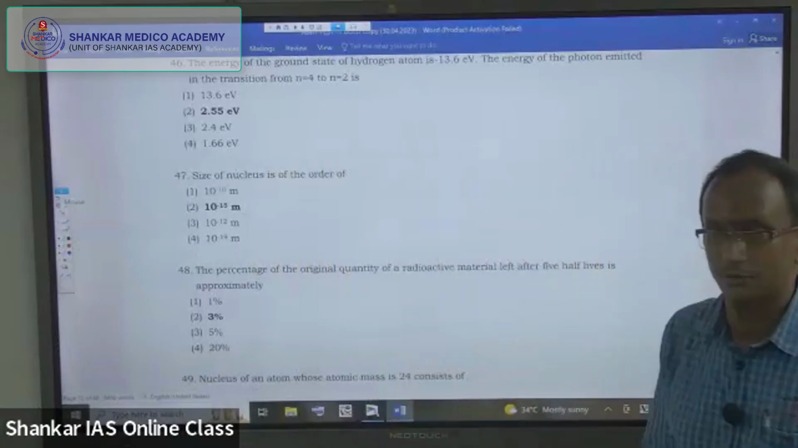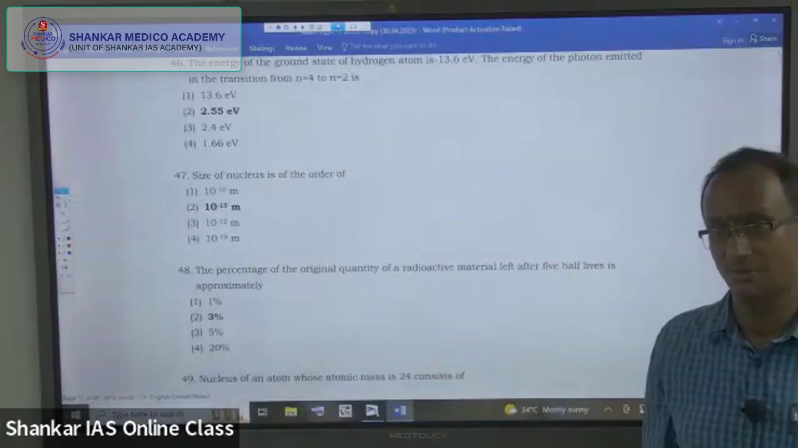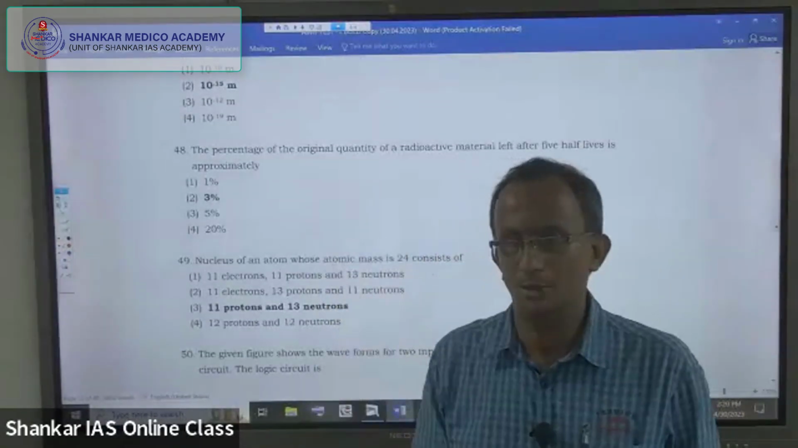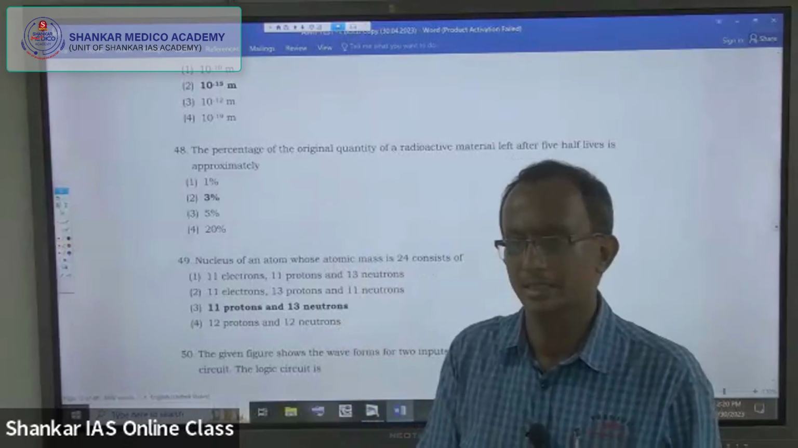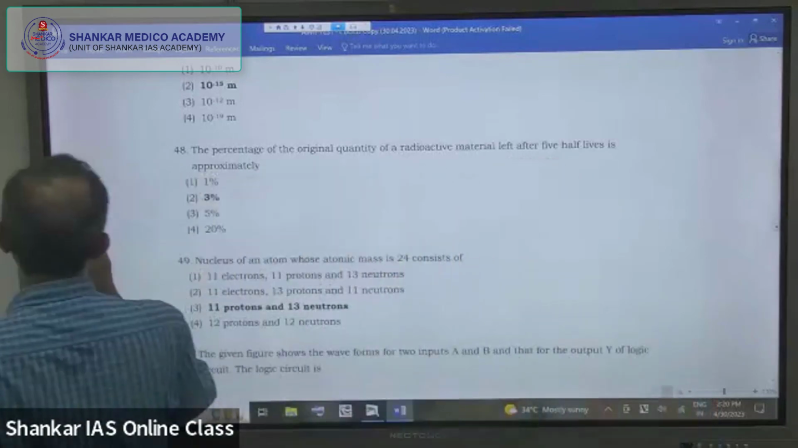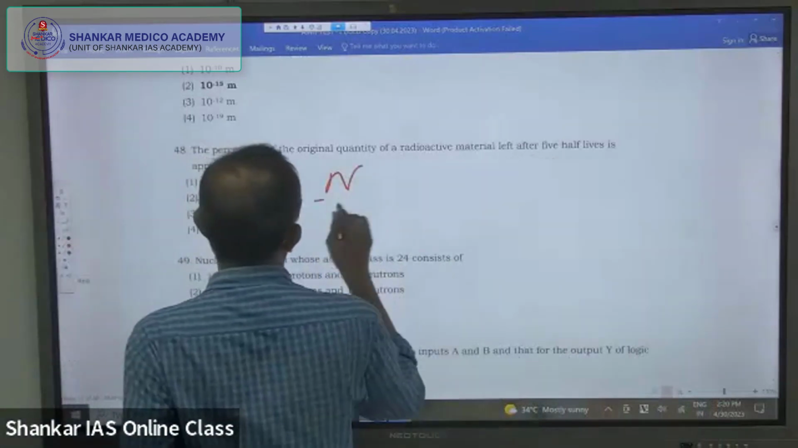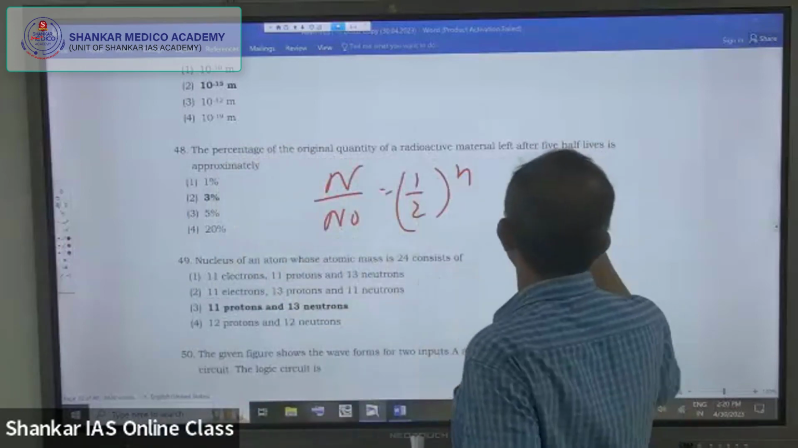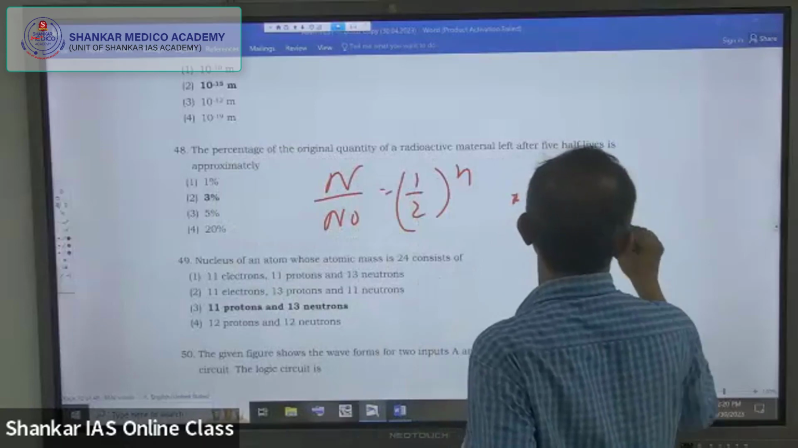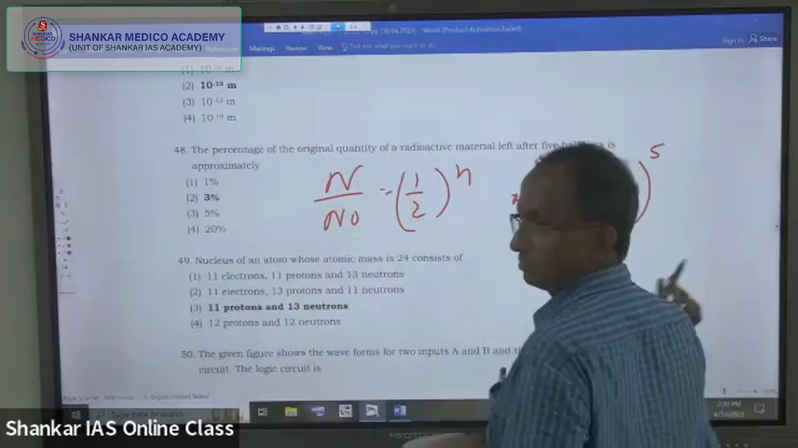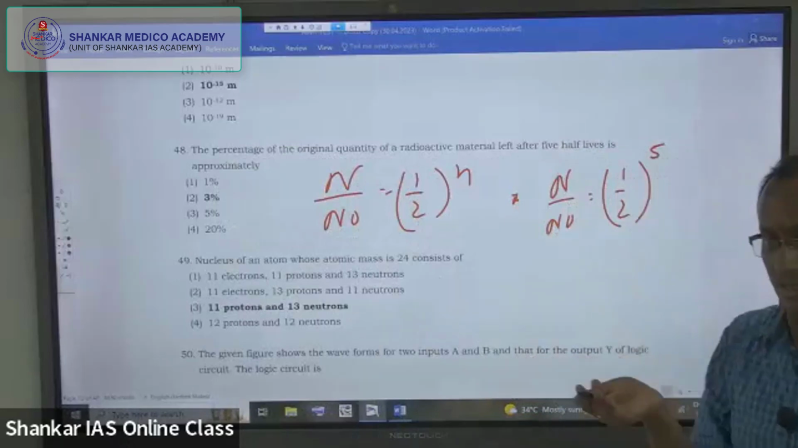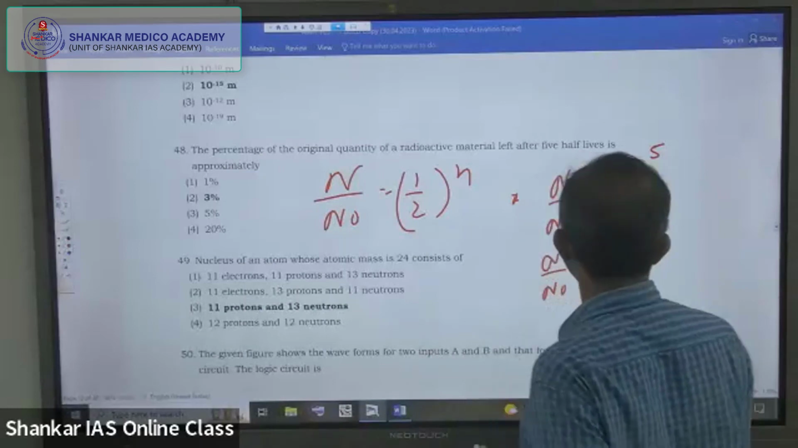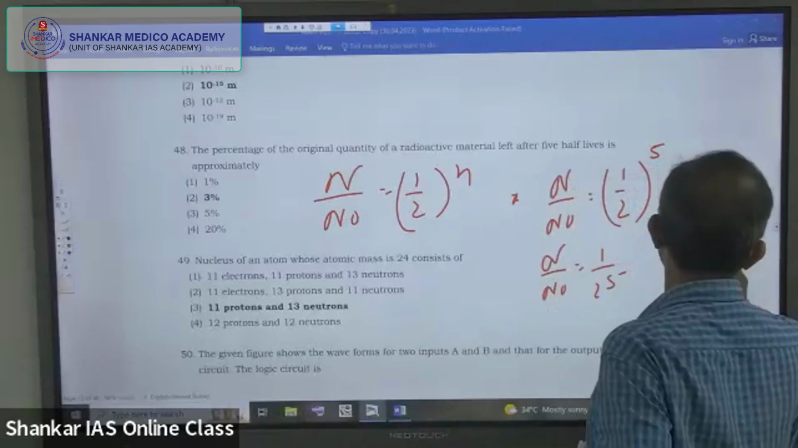Size of the nucleus is of the order of 10 raised to minus 15. Here 48th question. Anybody got 3%? How many have got the answer? Got. Vaishnavi we got. Israt? I'll start. See, N by N0 equals 1 by 2 raised to small n. N by N0 equals 1 by 2 raised to 5, it will come 5 times. Total time is 5 times. So N equals N0 by 32.